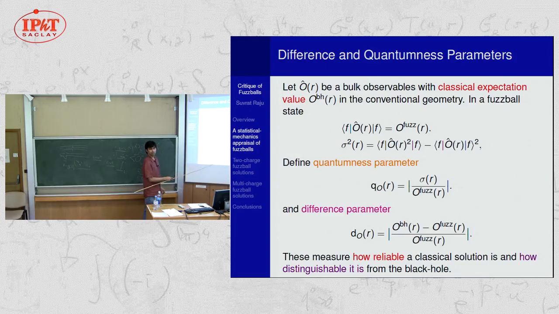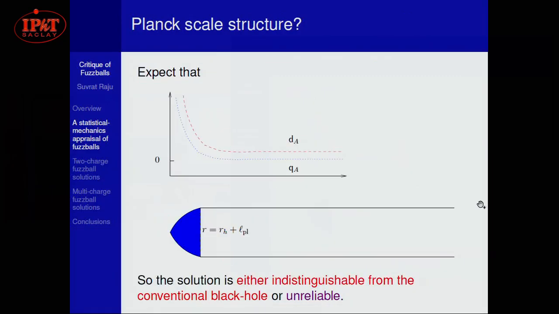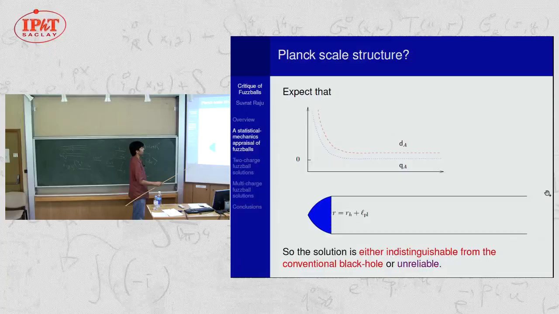Okay, so if you want your solution to be interesting, then DO should be large, and if you want it to be reliable, then QO should be small. Now, I'm going to argue that in fact, if you have a structure of this kind, then you run into the following trouble.